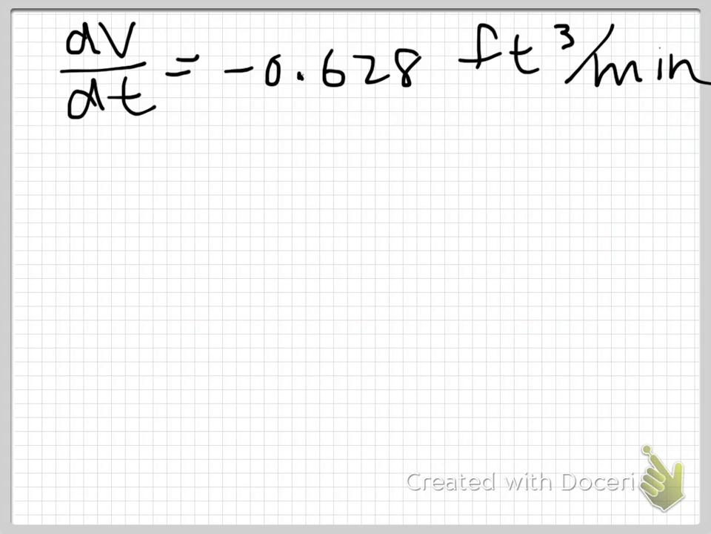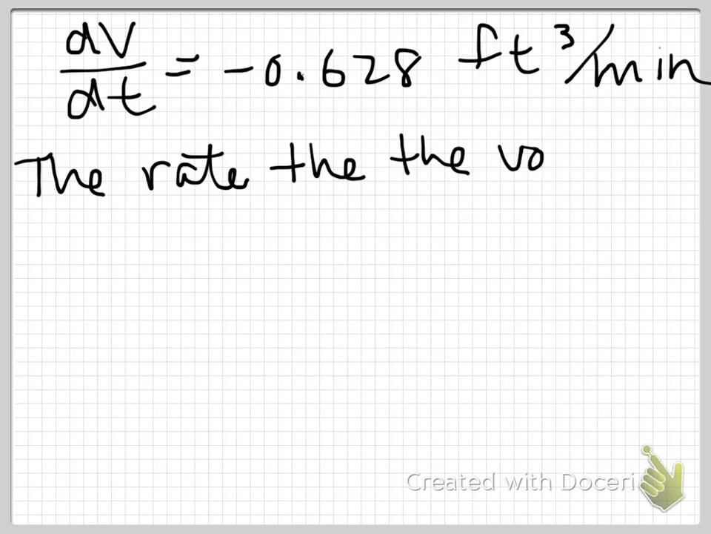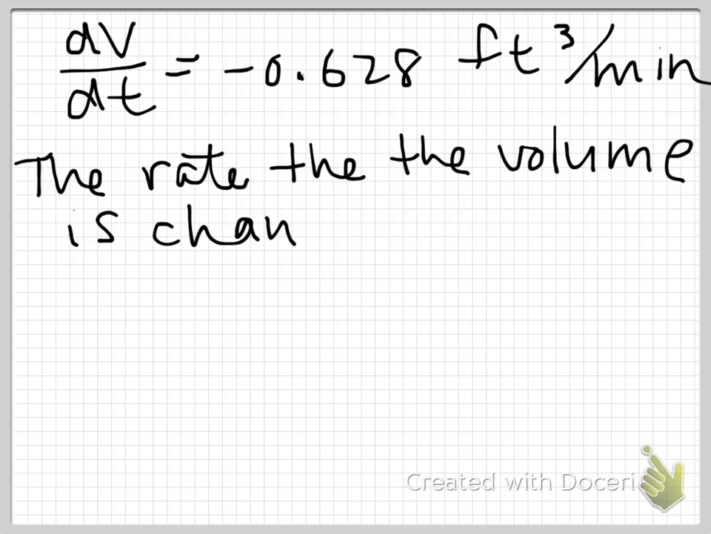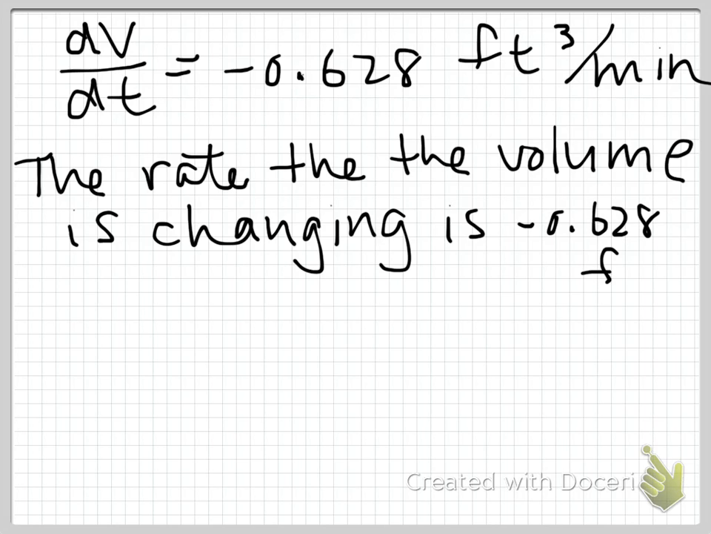All right, so here is one way to write this answer: the rate that the volume is changing is negative 0.628 feet cubed per minute. So this is very similar to the way we've been writing it, so you might be like, this is nothing different. But look at what happens if I do it like this.